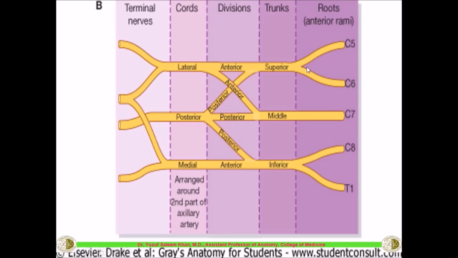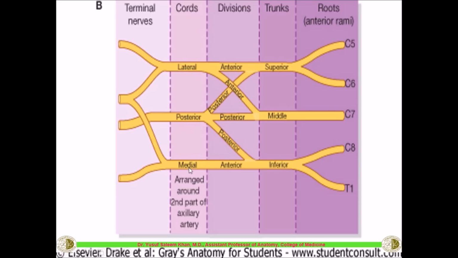There were 5 roots which joined together to form superior, middle and inferior trunk. All these three trunks divided into anterior and posterior division or ventral and dorsal division. The posterior division of all the three will join to form the posterior cord. The anterior division of the superior and middle trunk will join to form the lateral cord. The anterior division of the inferior trunk will continue as the medial cord. So there are three cords now: lateral cord, posterior cord and medial cord.